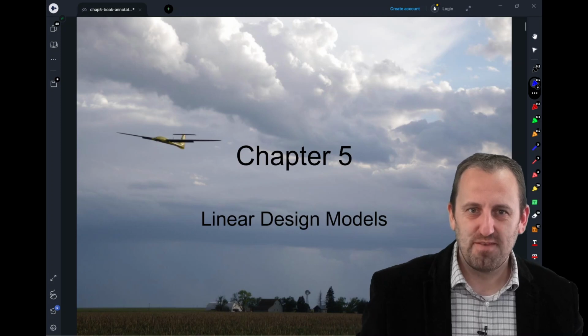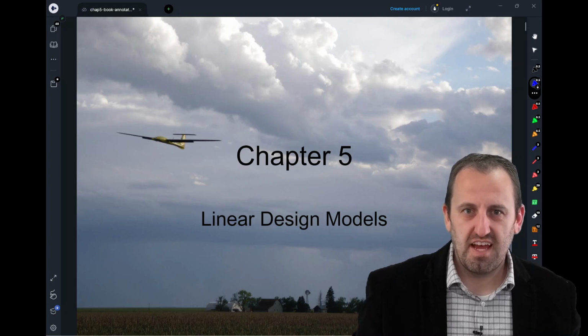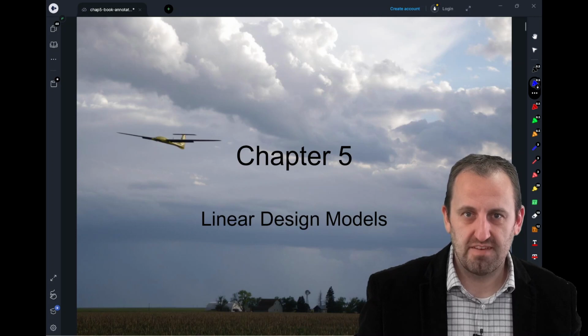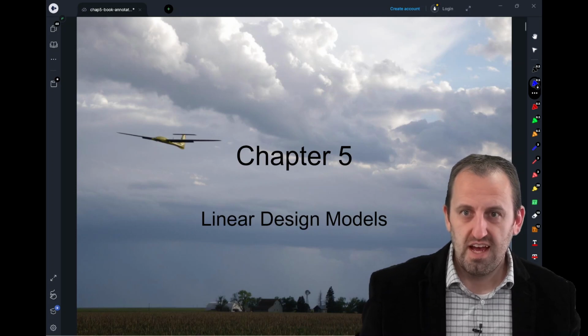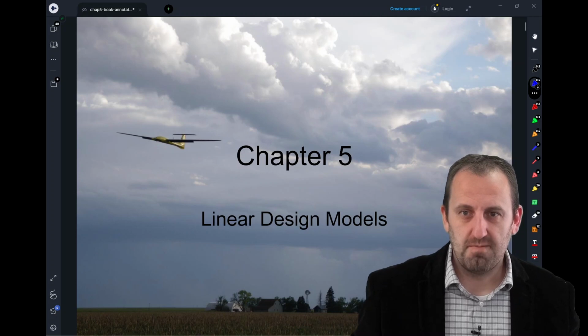In Chapter 5, we develop various linear models to help us design controllers and do path planning in future chapters. In this lecture, we're going to review the equations of motion that we presented in Chapters 3 and 4. And then in subsequent lectures, we'll talk about how we make linear models out of those.